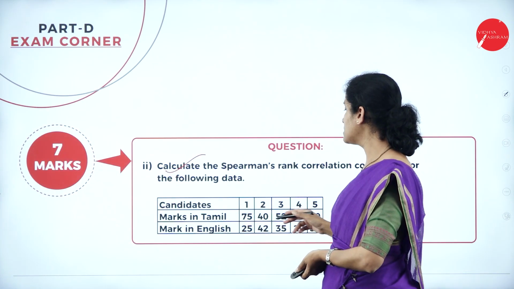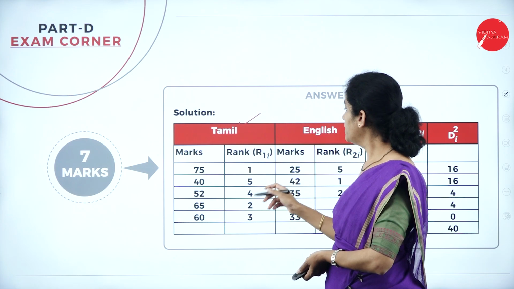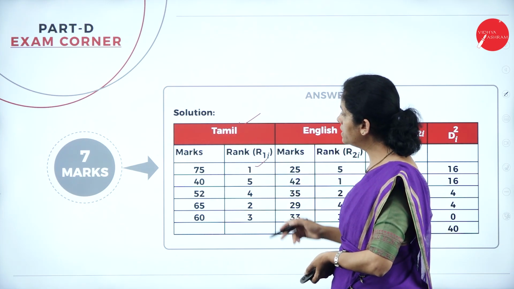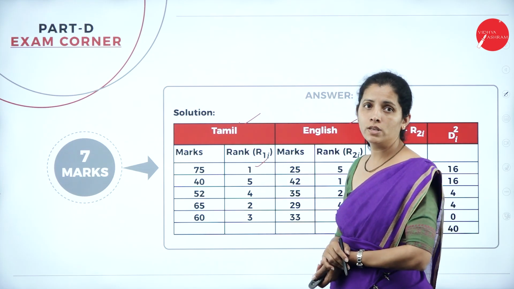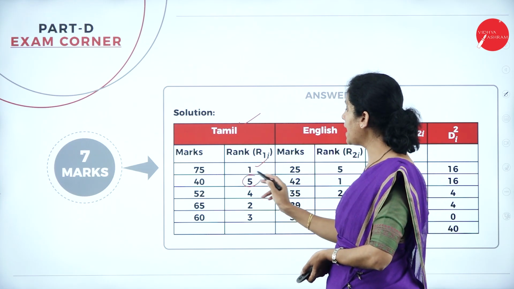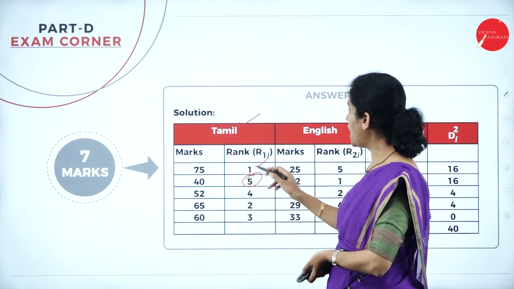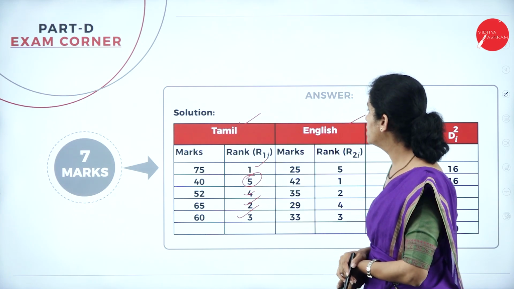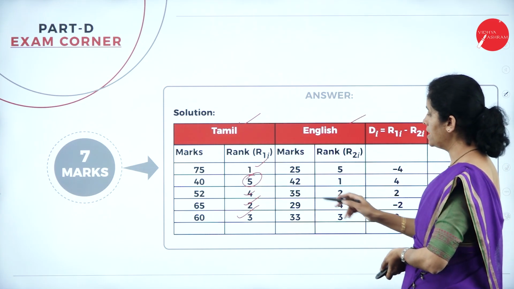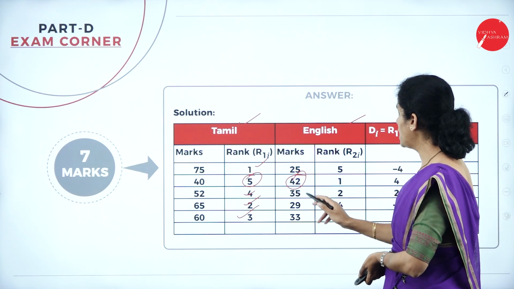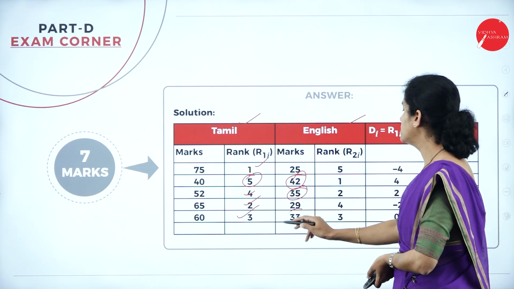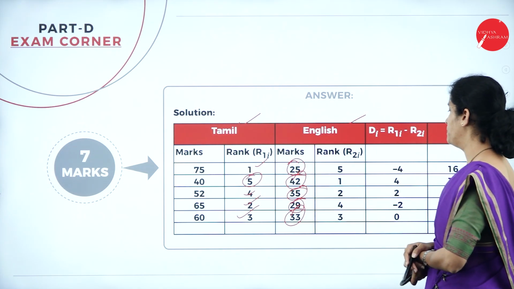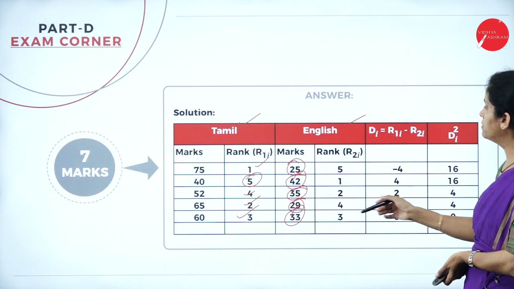Okay, now I have the marks. I'm going to write the marks as it is. Okay, and see here, for the highest marks, I'm going to give rank 1. And for the lowest marks, the lowest rank, it is 5. So 1, 2, 3, 4 and 5. If I consider English, once again, 42 is highest. Okay, next highest is 35, next 33, then 25 and 24. Okay, I'm going to give the ranks.